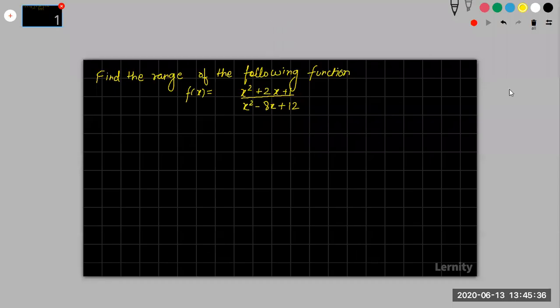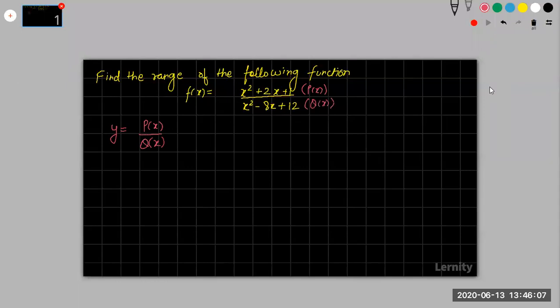Okay, so now we will see how we can find the range of the following function. For this kind of function, or some similar functions, we have this form where y is equal to p(x) upon q(x), where the numerator I am taking as p of x, and the denominator I am taking as q of x.